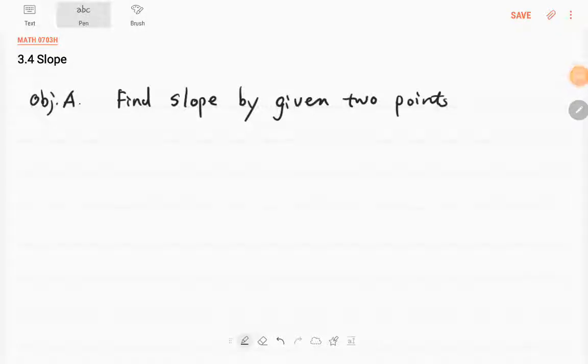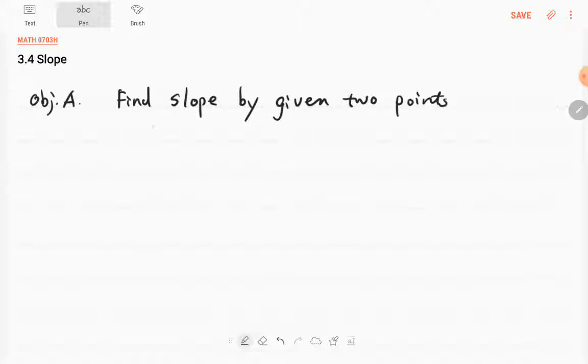So in 3.4, we will focus on the slope, and we will just skip the last objective, slope as a rate of change, because in that topic we will just talk about some application problems. We will focus on A, B, C, D, the first 4 objectives, and skip the last one. So let's start with the first objective.